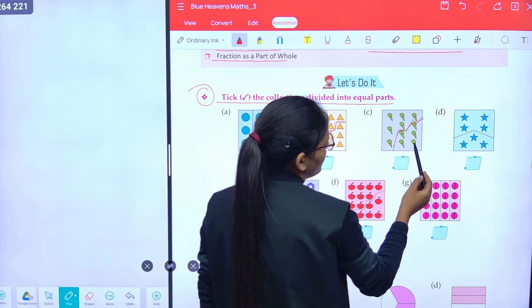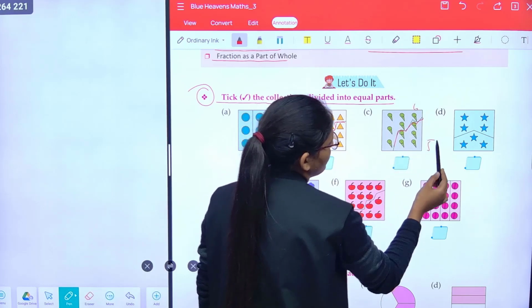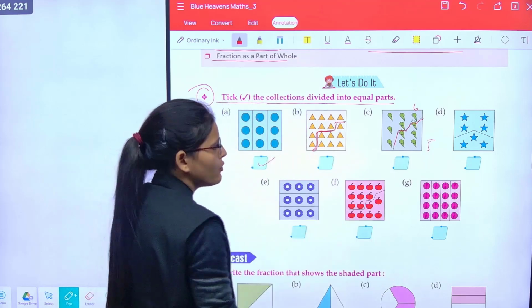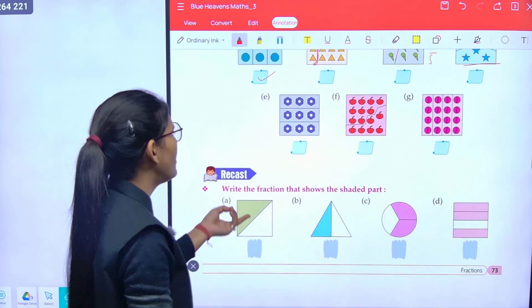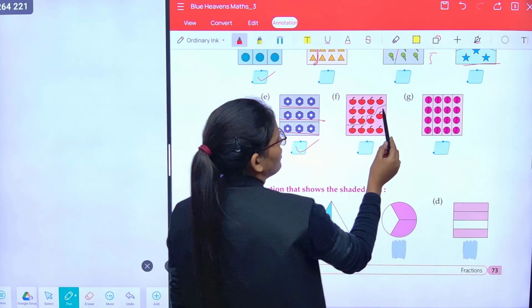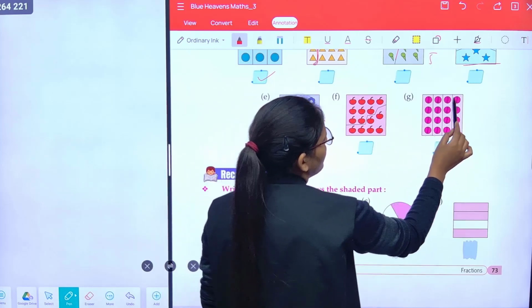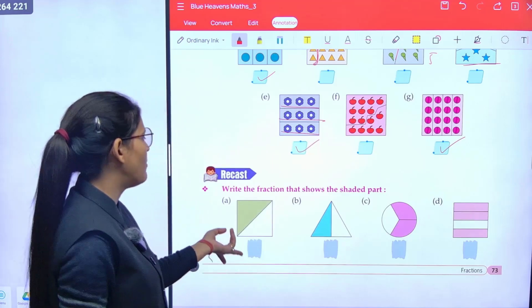Understood? 1, 2, 3, 4, 5. 1, 2, 3, 4, 5, 6. Here is 6 and here is 5. Both are not equal. Now here is 4, here is 3, not equal. Now 3, 3, 3 equal. Now not equal. Now 1, 2, 3, 4 and 1, 2, 3, 4 equal. Write down the equal parts.